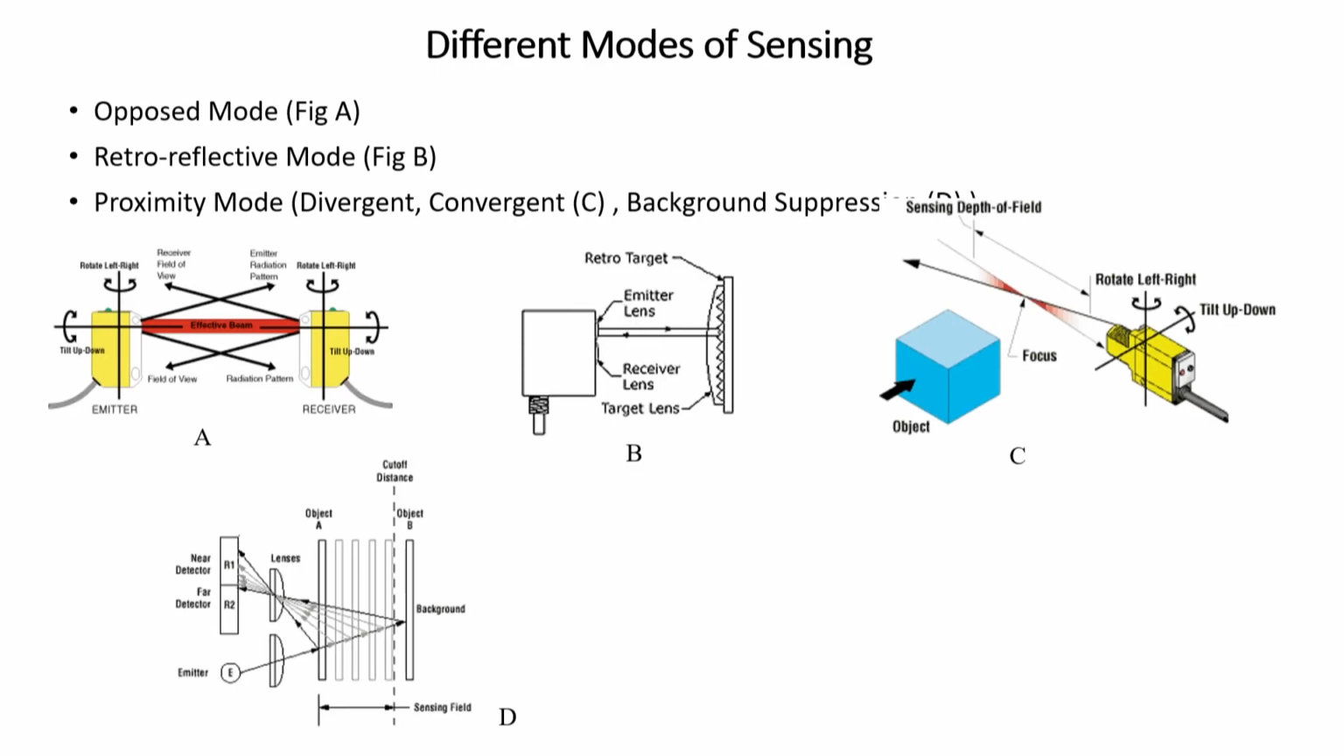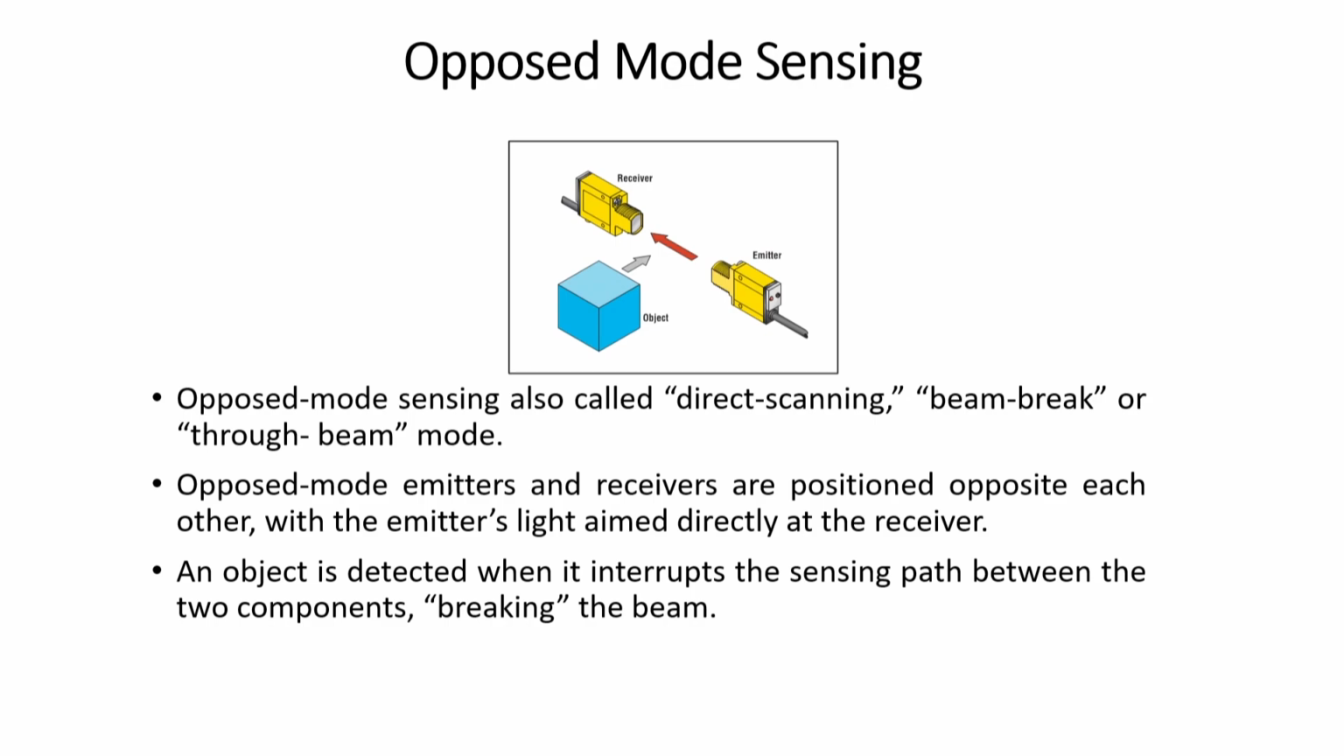There are many variations of it, like the opposed mode, the retroreflective mode, and the proximity mode. Proximity mode also can be of two types, divergent and convergent. We can have a look at each one of these systems one by one. So let us look into the opposed mode, figure A, very clearly.